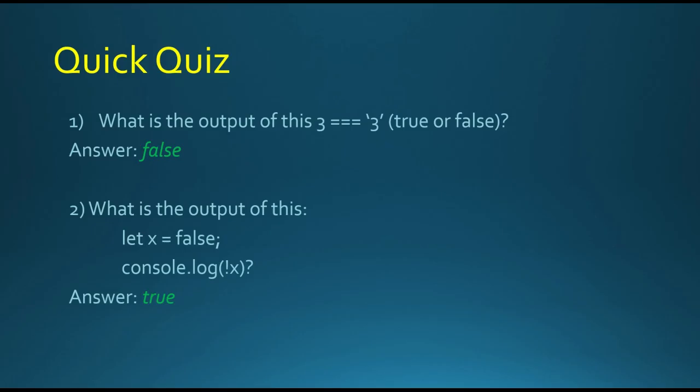Let's have a quick quiz. What is the output of this? 3 triple equals 3 as a string. Answer: false, because strict equality compares both the data type and its value. What is the output of this? Let x equals false. Console.log not x. Answer: true, because the exclamation mark is a logical not operator which will negate the value of x.